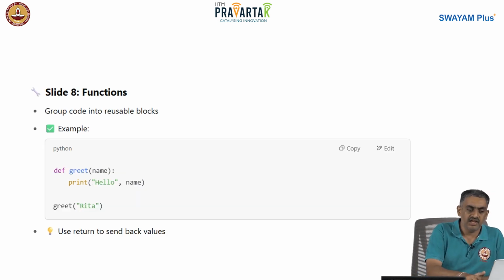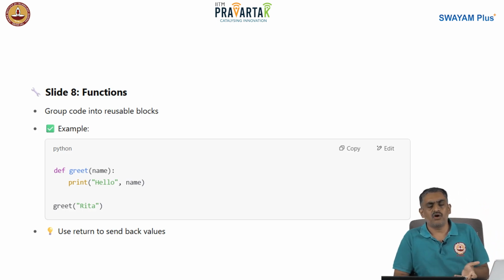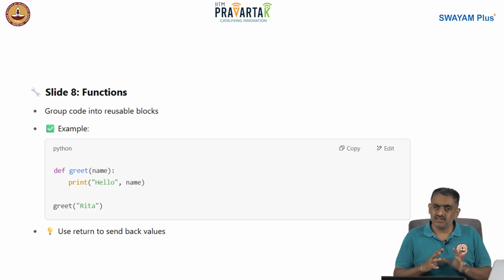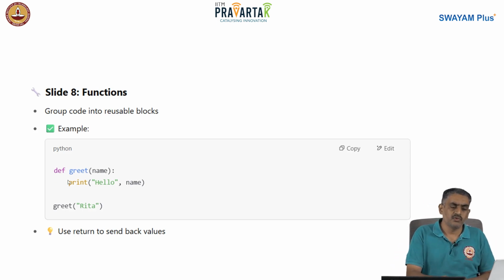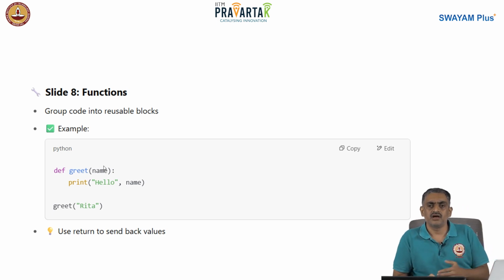That is basically dictionaries. And then finally you have functions. Suppose there are 10-15 lines of code that do the same thing and you want to use them several times, then you will make them into a definition. Now you can see this: when I say greet Rita, it will come back with a response, hello Rita, right.